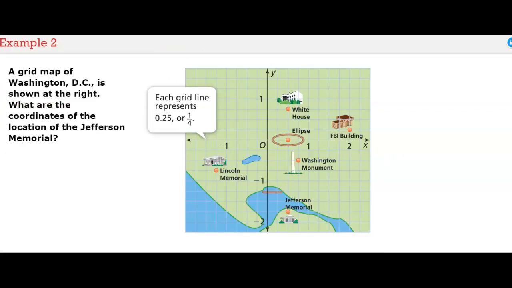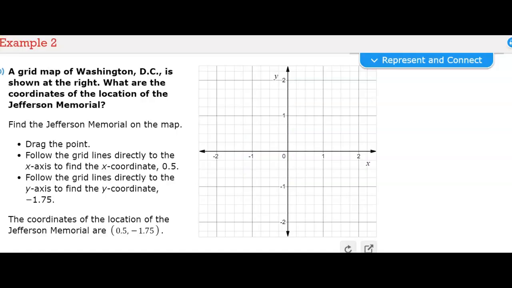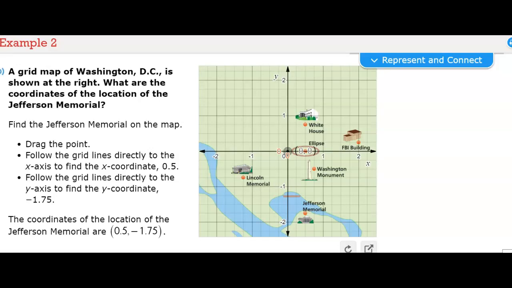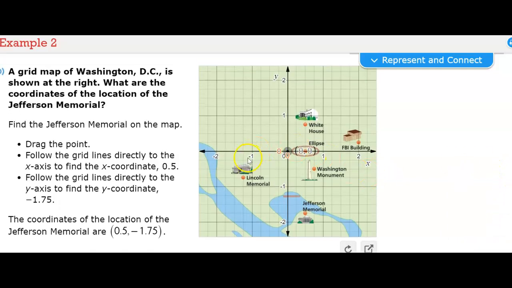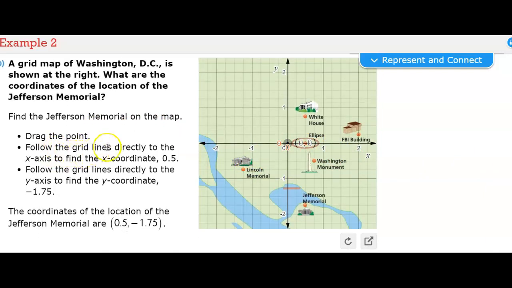A grid map of Washington, D.C. is shown at the right. What are the coordinates of the location of the Jefferson Memorial? So each grid line represents 1 unit. So we have to drag the point. So the point is right here in the middle.